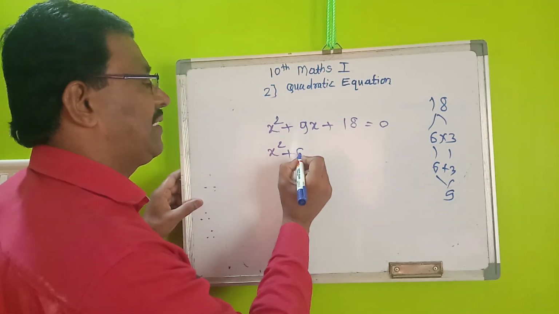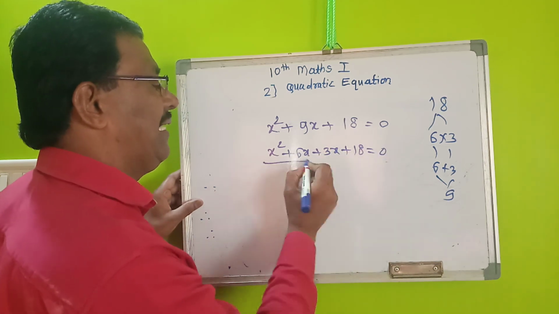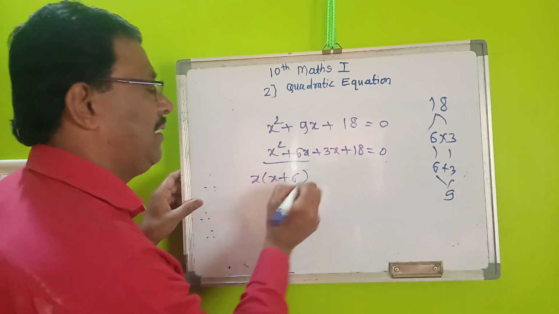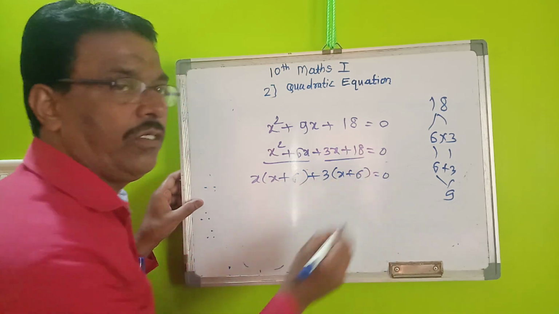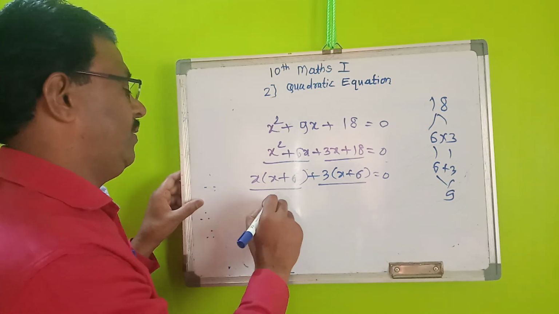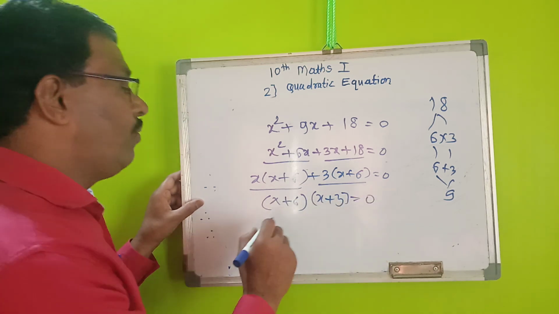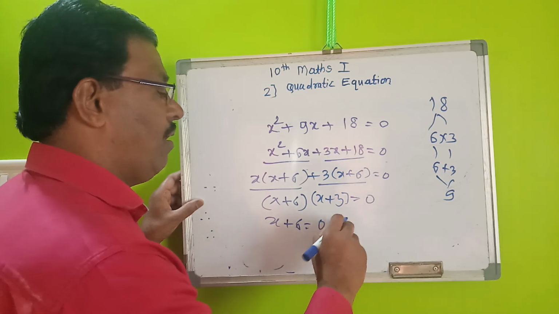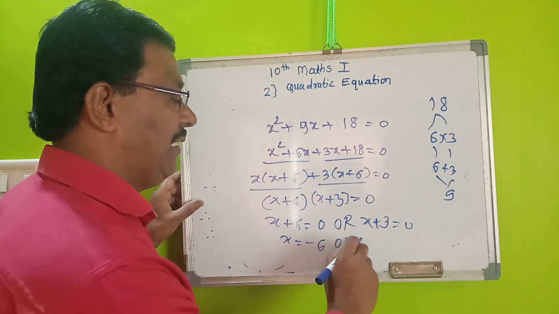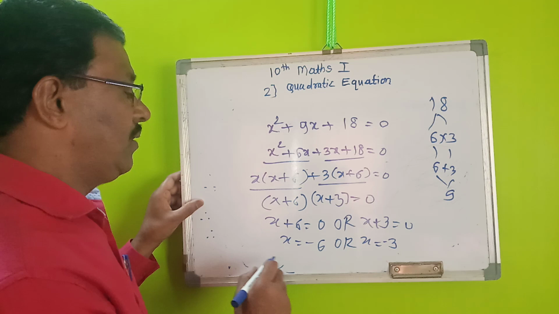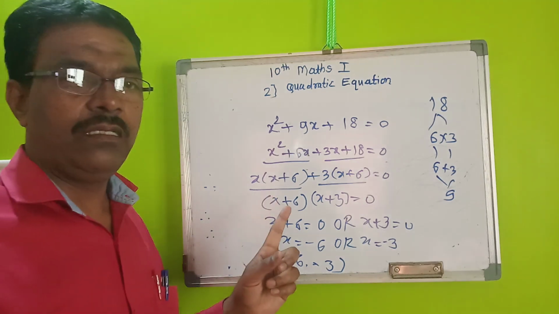So x square plus 6x plus 3x plus 18 is equal to 0. Take x common: x plus 6. Take 3 common: 3 into x plus 6 is equal to 0. x plus 6 is common, so x plus 6 remaining x plus 3 is equal to 0. Now x plus 6 is equal to 0 or x plus 3 is equal to 0. So x is equal to minus 6 or x is equal to minus 3. So minus 6 comma minus 3 is the solution of the given quadratic equation.